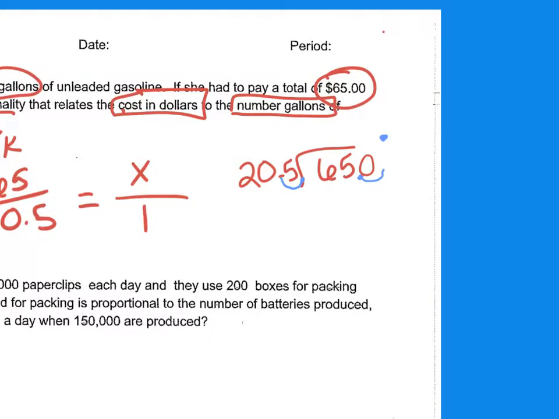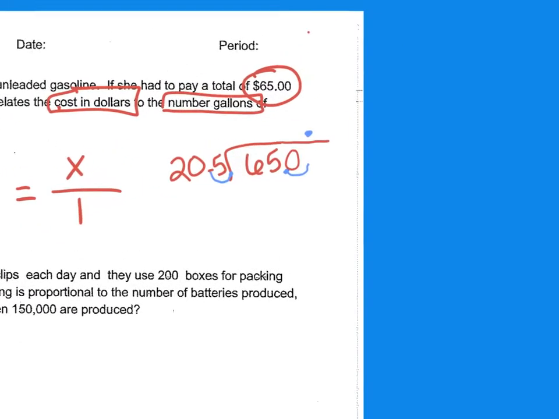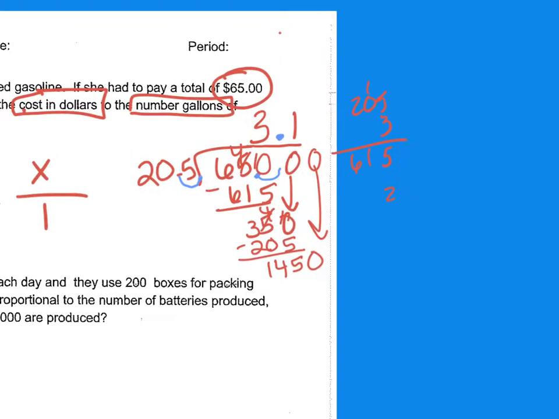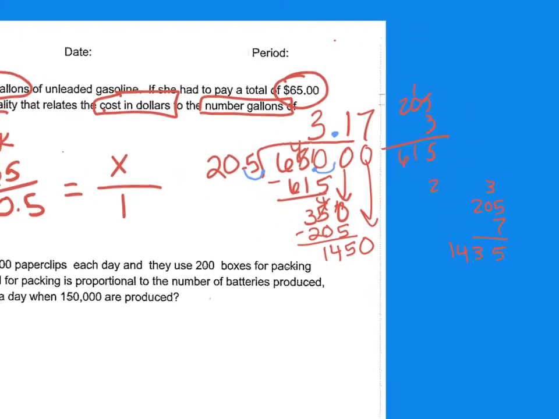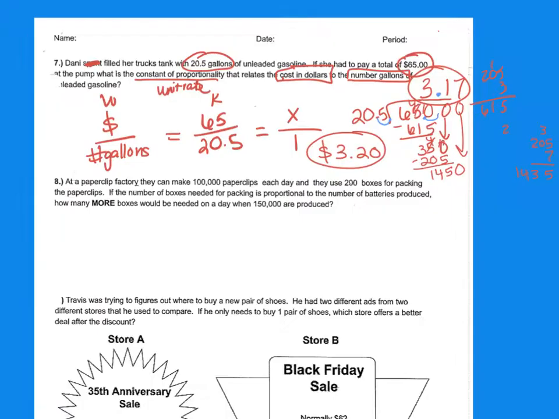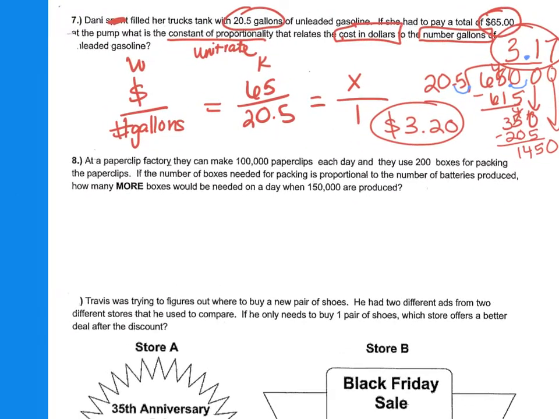So 650 divided by 205. Good, and then 205. So about 3.17, which if we're talking about money, we can round it to 3.20. Do we have to round it?